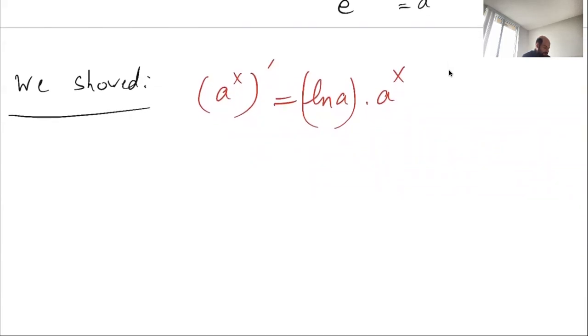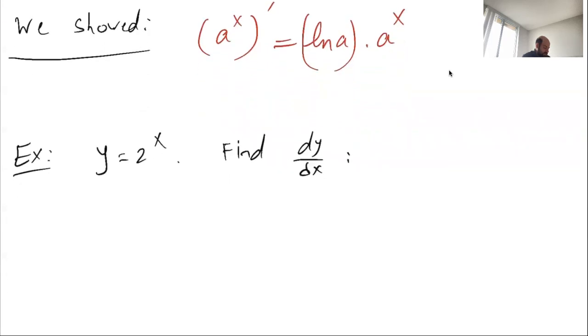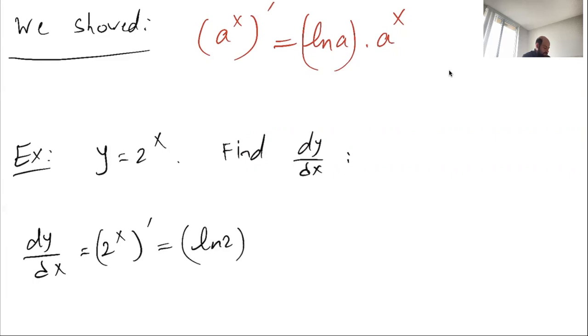Now, for example, y equals 2 to the power x, find dy/dx. So dy/dx equals the derivative of 2 to the power x. According to this formula, it is ln 2 times 2 to the power x.